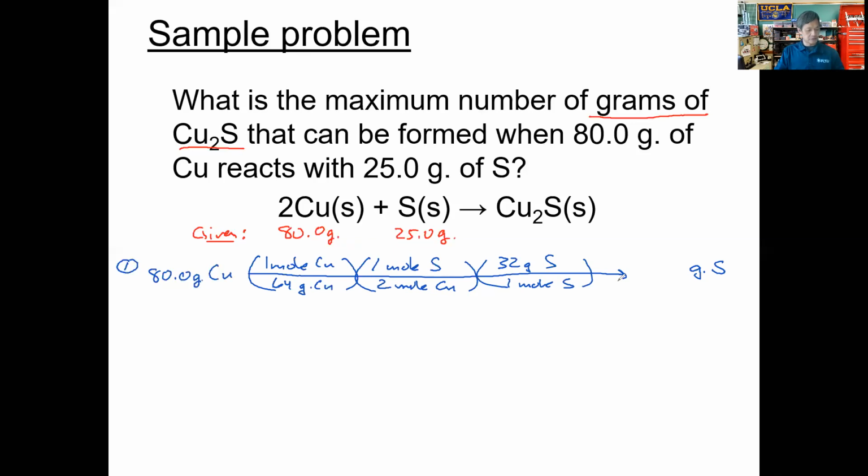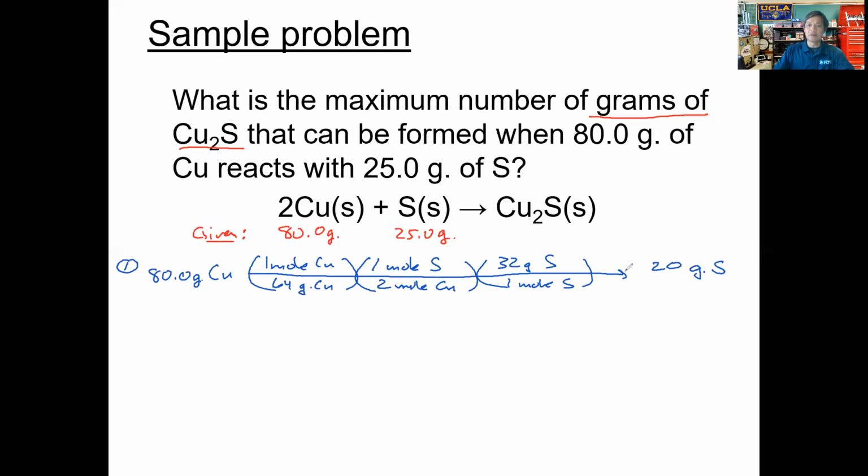So we end up here with a mass of 20 grams of sulfur. Let me just check that really quickly to make sure I got that right. 80 divided by 64, divided by 2, times 32. Yeah, 20.